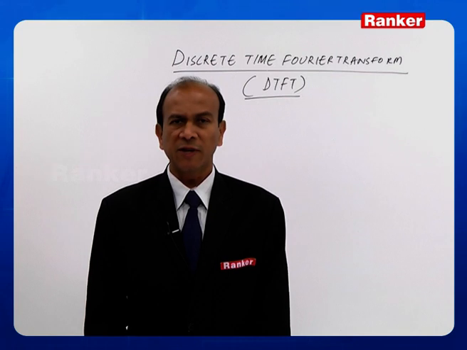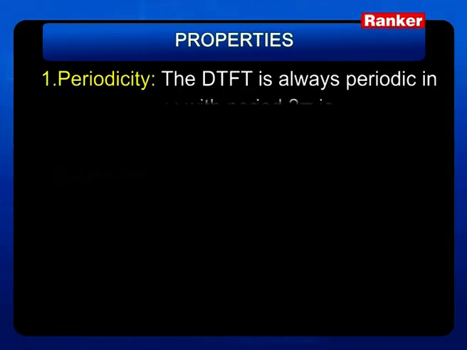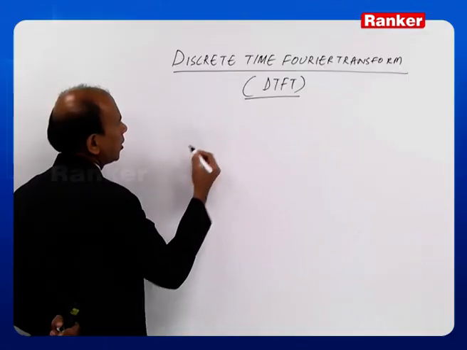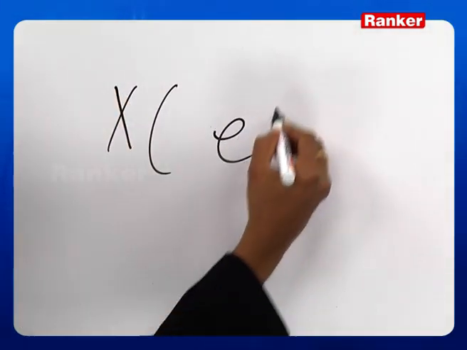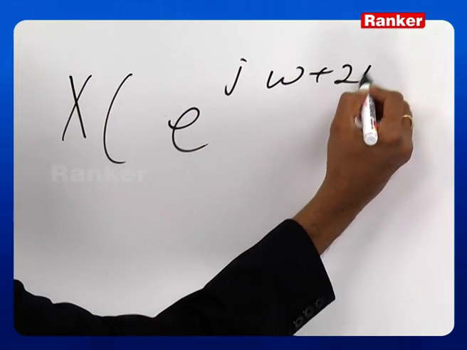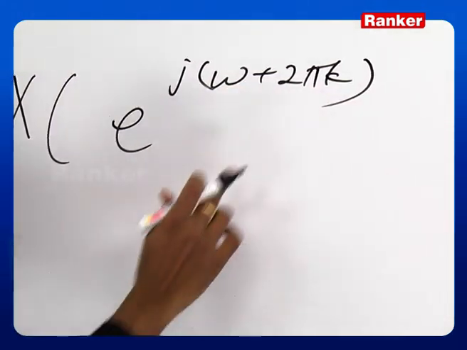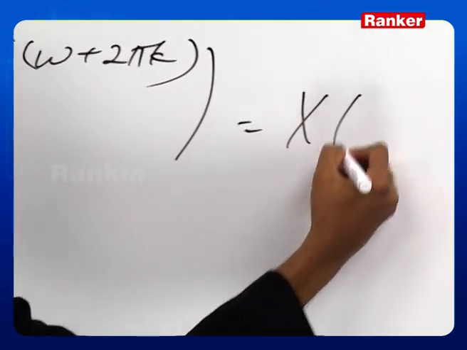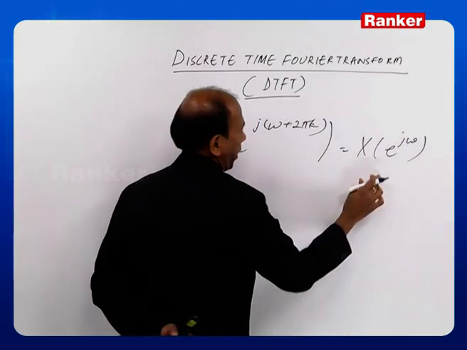Let us start with the first property of DTFT. The first property of DTFT is called the periodicity property. It states that the DTFT is always periodic in omega with a period 2 pi. That is, X of e to the power of j (omega plus 2 pi k) is equal to X of e to the power of j omega.